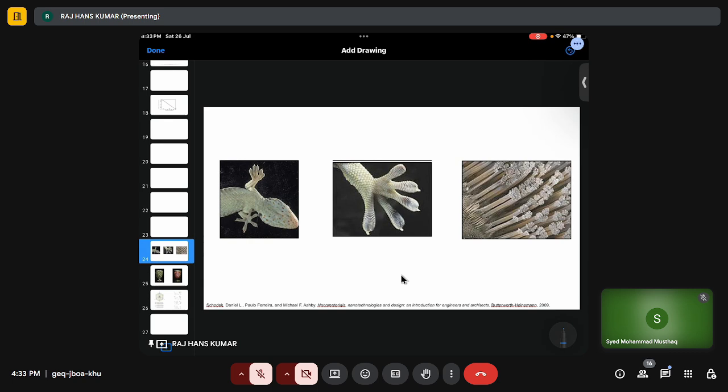Yeah. Now moving on to this gecko. Yeah, it is not a good picture, I guess. I mean, even I don't like this gecko. So if I take this hand and zoom it in, this is how it looks.